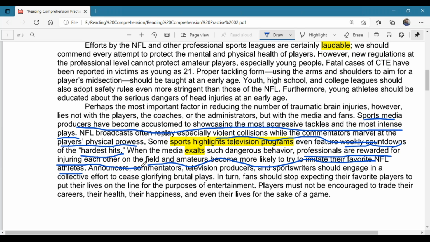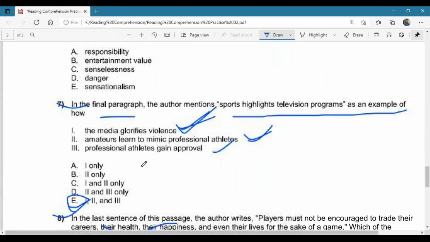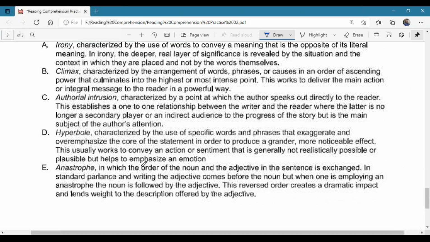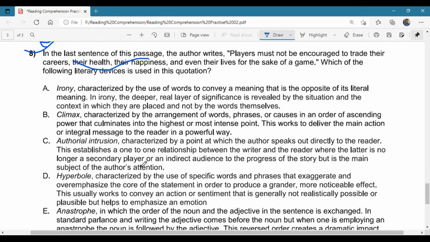So that's the reason all three are correct. Next. E is the right answer. Now look at question number 8.